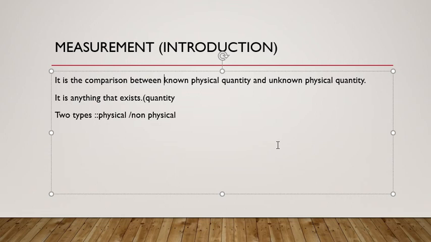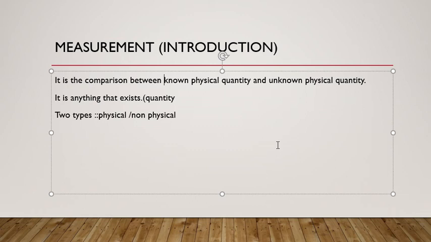But in the case of non-physical quantities, these things cannot be measured. Like feelings, happiness. We cannot say I have 2 kg of happiness, or I am feeling 2 kg of hungriness. We cannot say that. Simply, those things which cannot be measured are known as non-physical quantities, which means measurement will not work there.